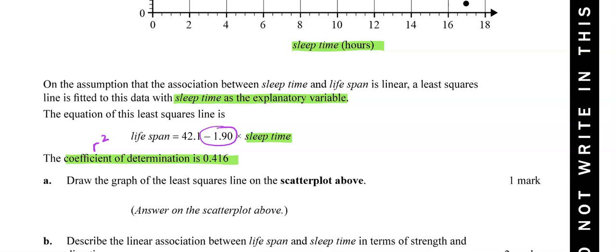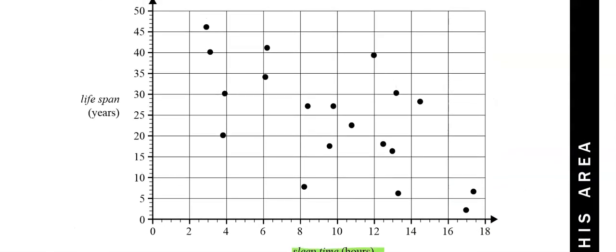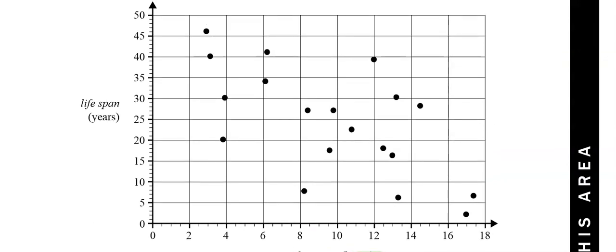Okay, so firstly, we want to draw the graph of the least squares line on the scatter plot above. In this particular example, on our scatter plot, we do have the ability to draw in our y-intercept, because the scale on my x-axis goes back to 0. So my first point that I plot can be my y-intercept value. When x is 0, my y-intercept is 42.1. And so I can plot that point at 42.1, being as accurate as you can.